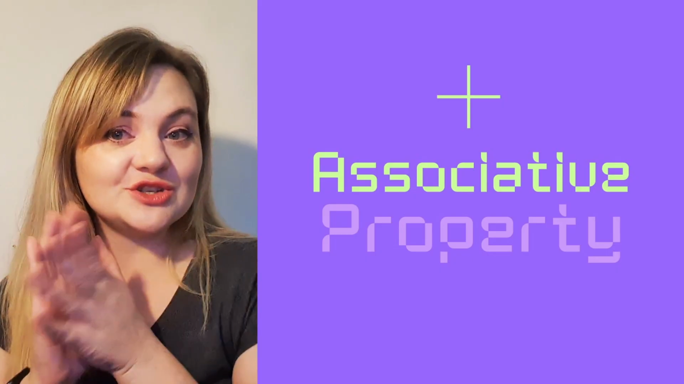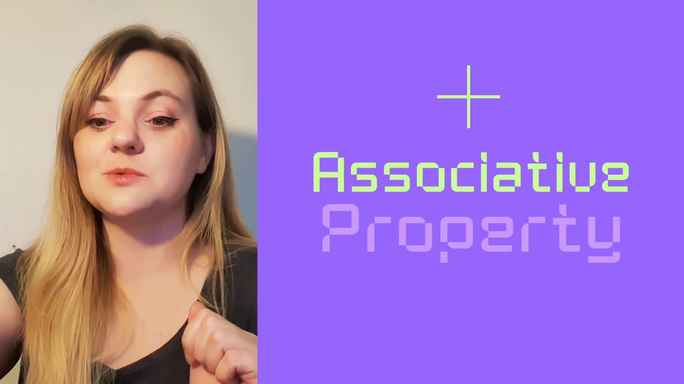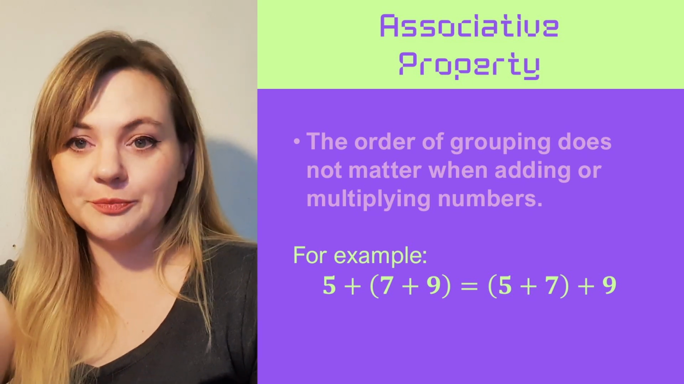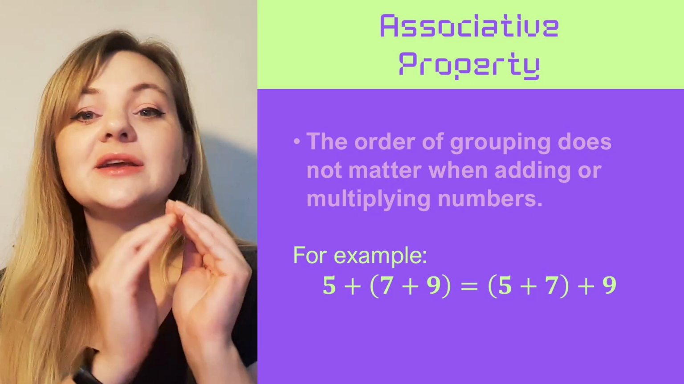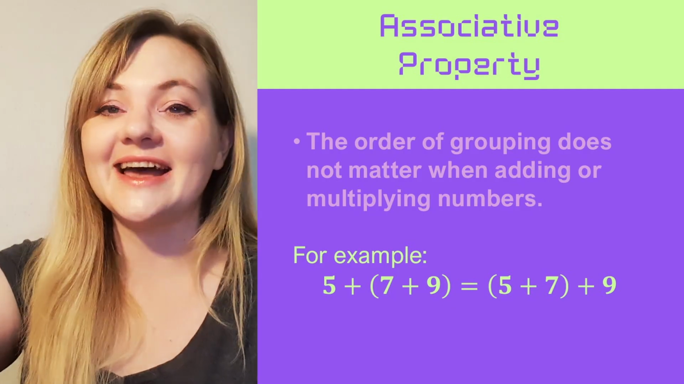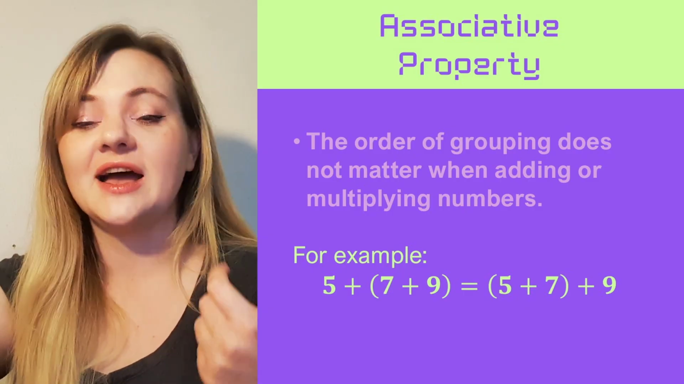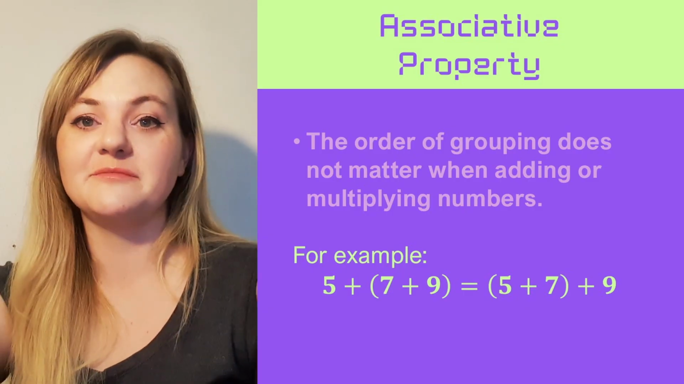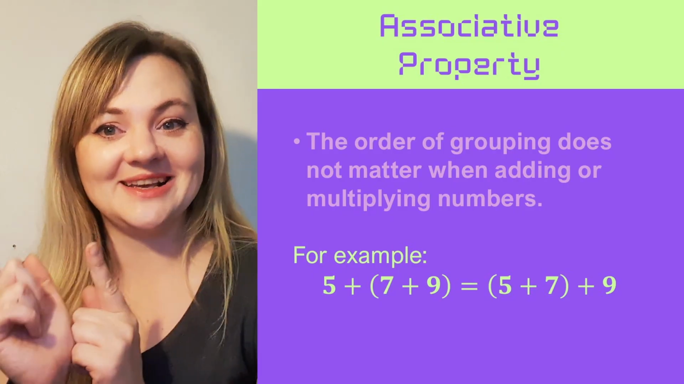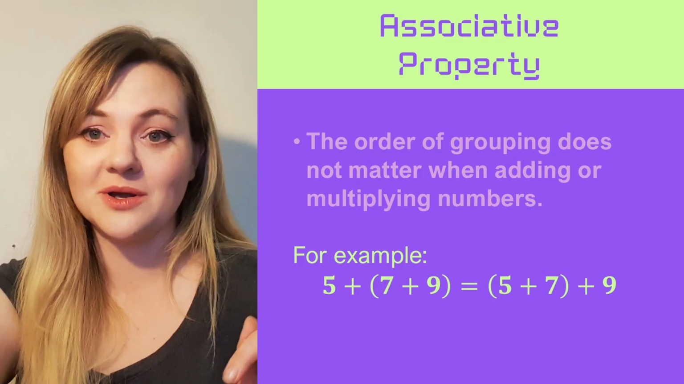Now, if you associate with someone, you form a group with them. So what this one means is pretty much that it does not matter the order of groupings. Everyone's going to associate with everyone. All the numbers are friends, okay? That is what this property basically tells us about the whole numbers. And the example here is that 5 plus 7 plus 9 is equal to 5 plus 7 plus 9. All right, you can do this for all the whole numbers once again.